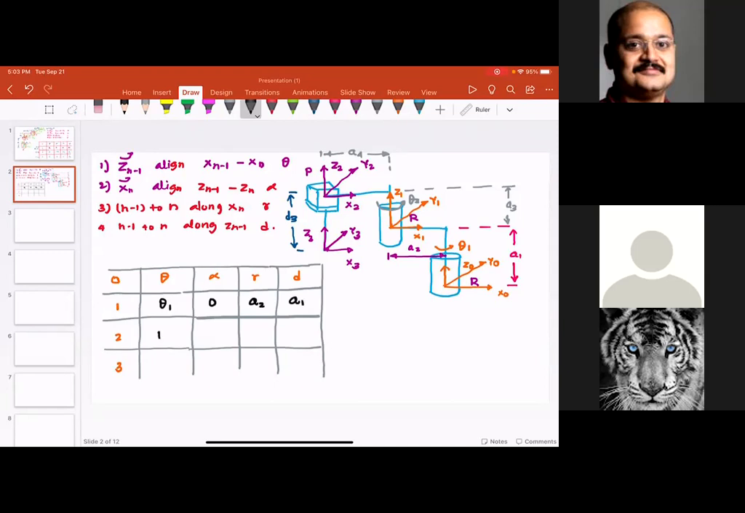Then for the second, this is going to be theta 2, 0, A3, 0, 0, minus A4, minus D3. Why is it minus? Why is it not minus A4? Okay, let's start with the rule number. Enlightenment.